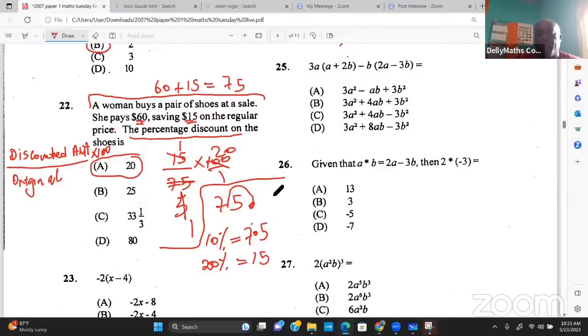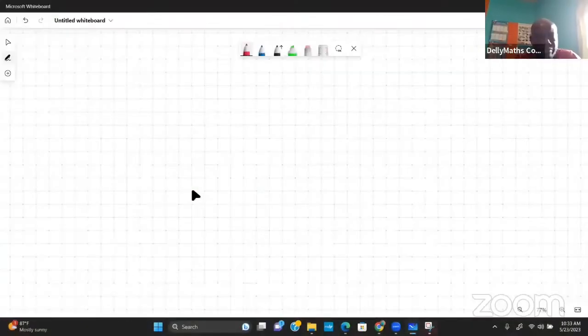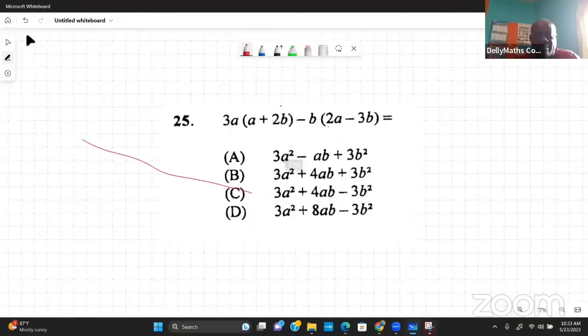All right, let's look at 25. So 25 says that we want to distribute this. Where do I distribute this? I might have to take this somewhere else. I need a little space. Let me just bring this to my other screen quickly. All right, here we go. There it is.